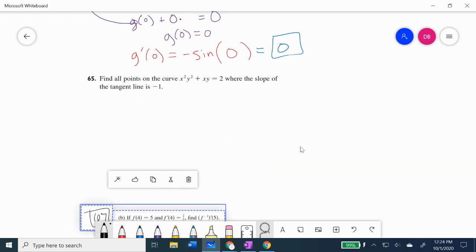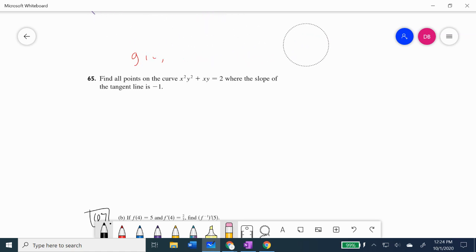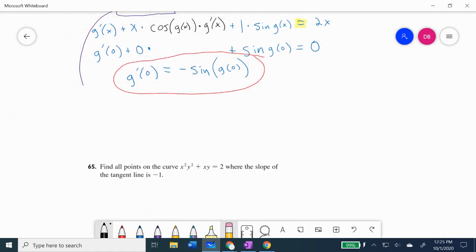Move that out of the way. Okay, 65. Let's get this done. I'm going to erase the stuff up here so that I can move 65 up a little higher.